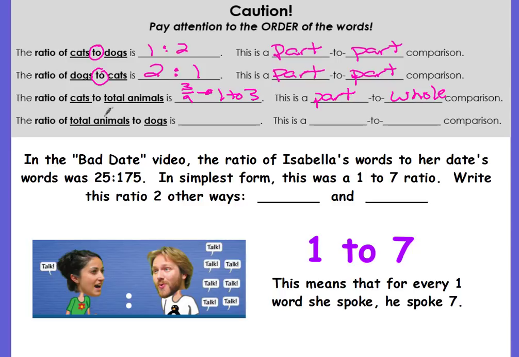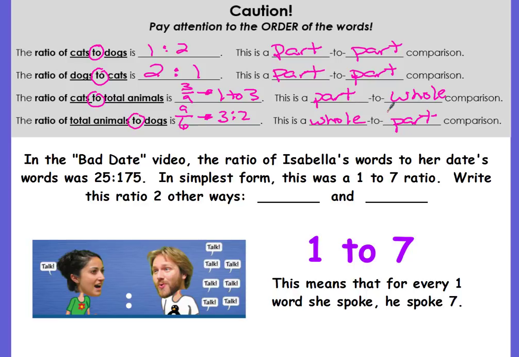Excuse me. And then we have the ratio of, let's circle the word to, total animals to dogs. So again, there are 9 total animals, and out of the 9 total animals, 6 of them were dogs. And we need to simplify, so I can divide by 3, and I get a 3:2 ratio. And this is what we call a whole to part comparison. We're comparing the whole group, all of the animals, to part of the group, the dog part.